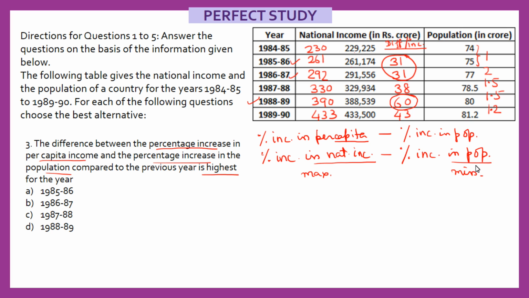And if you notice the percentage increase in population here, almost in all the years the percentage increase in population has been roughly similar. There is not much change. So we can understand that the difference in the percentage increase here in the national income and the population must be the highest one. So that is quite obviously understood here. So your answer will be 1988-89. That is option number D.